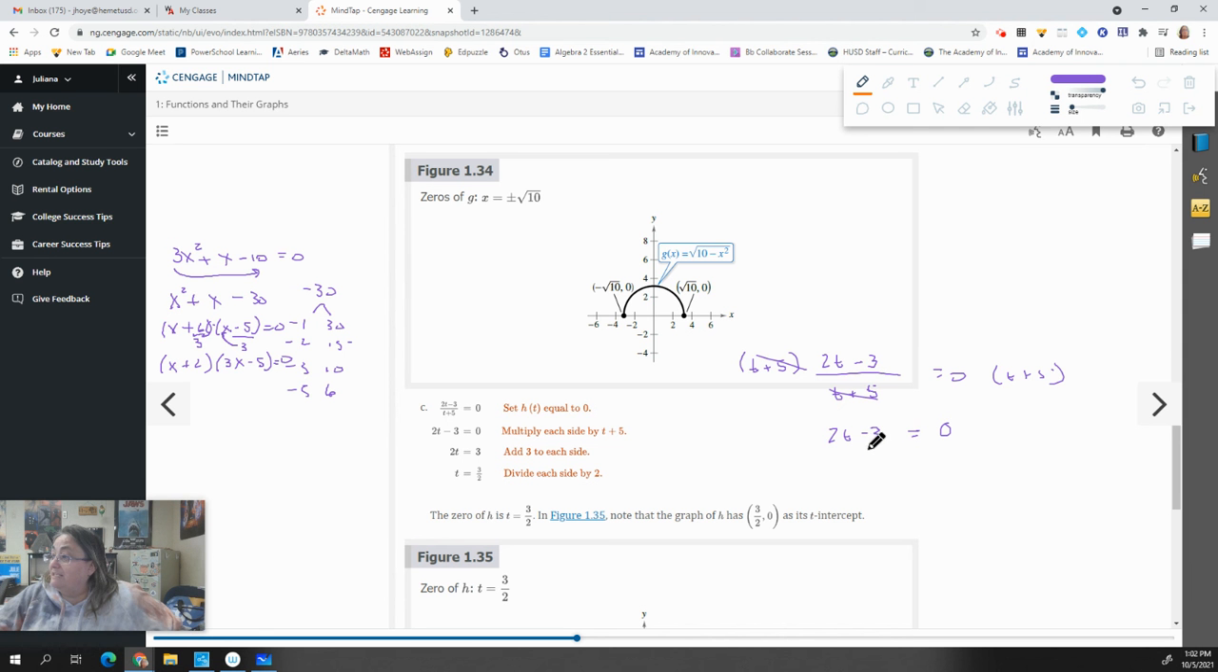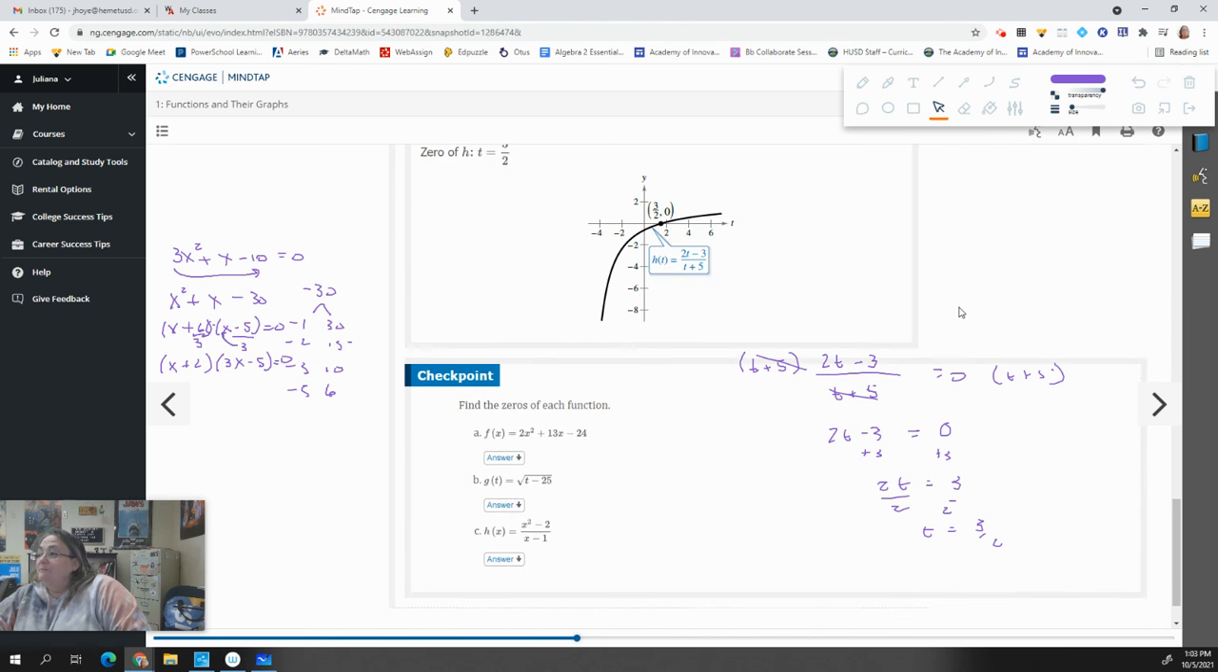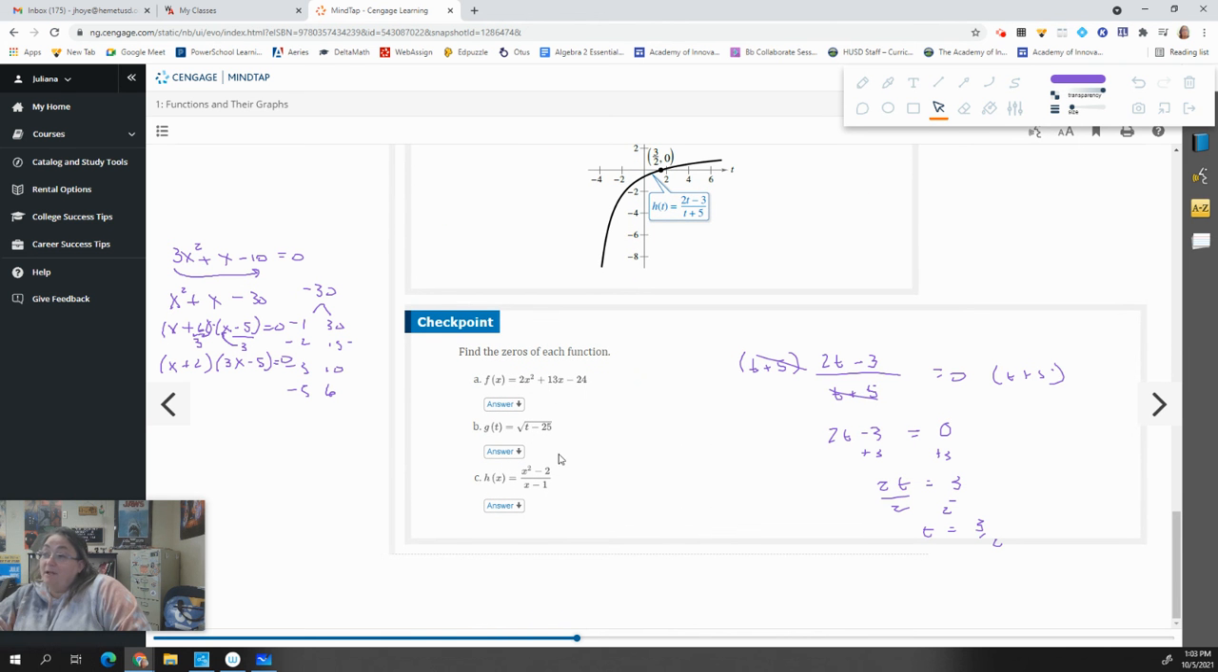That just means getting that t by itself. So I'd add 3 and add 3, and I'd get 2t equals 3. And then we could divide out the 2, and we get t equals 3 halves. Does that make some sense? Does that make some sense? I'm not going to make you do the checkpoint. You'll have plenty of checkpoints on your own to do.